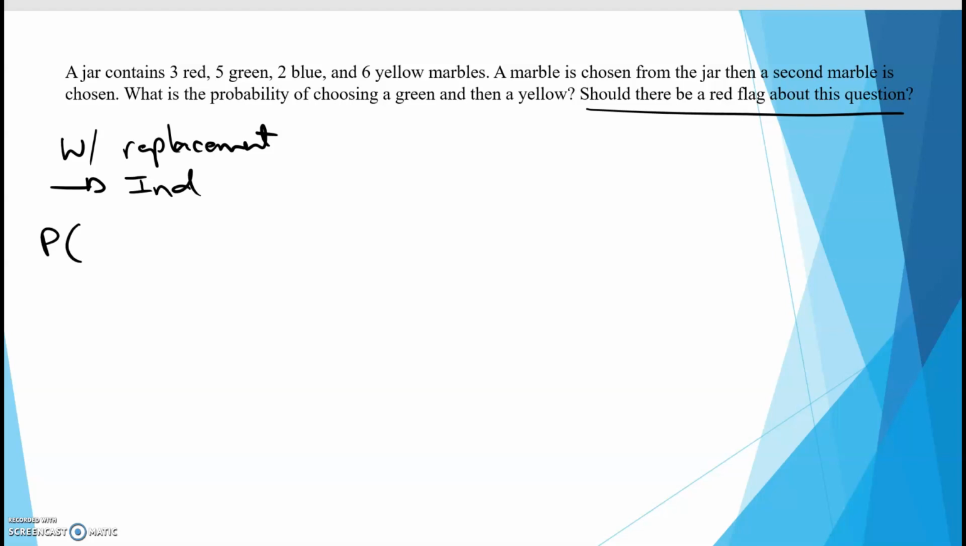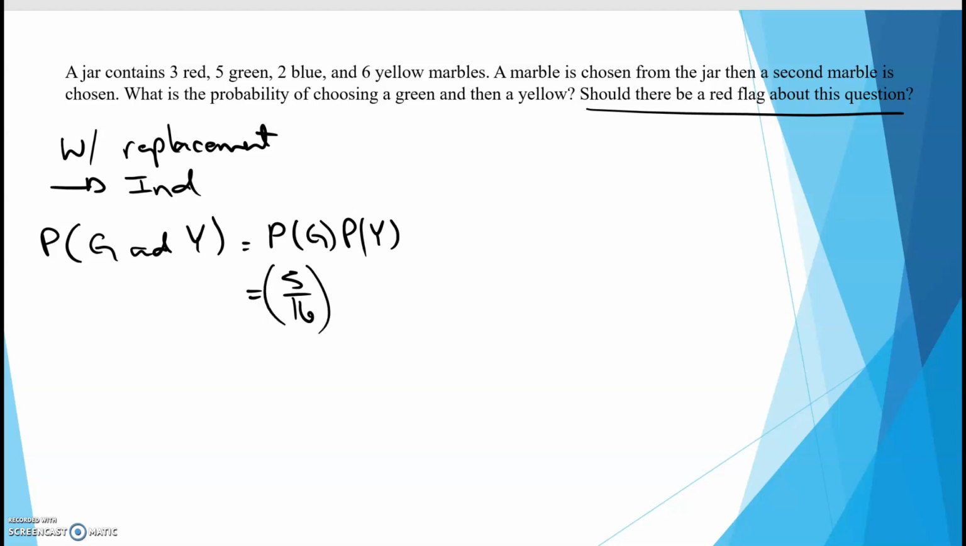So if we're looking at the probability of green and then yellow, we're just going to multiply these two together. Okay, we've got 5 green out of 16 marbles. The 3 plus 5 plus the 2 plus the 6 is 16. Times, okay, I've got 6 yellow out of 16. So that's going to give me 30 over 256, which is 15 over 128.